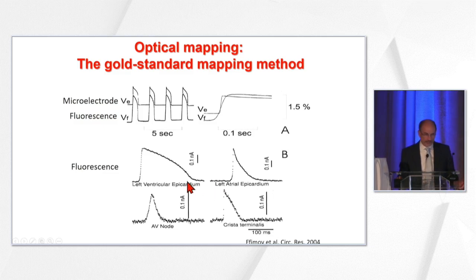So this is a slide just to establish the fact that optical mapping is considered the groundbreaking, the gold standard mapping method. We can see here the similarity between the electrical recordings with microelectrodes and the fluorescence signal. The similarity basically establishes that this is indeed the best approach to map large areas of electrical impulses. The differences between the electrograms and the fluorescence is in the upstroke. The fluorescence is slower. But nevertheless, we can obtain optically large heterogeneity in the action potentials from different regions.